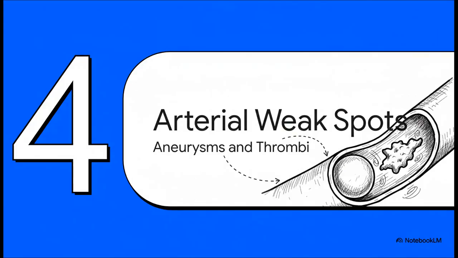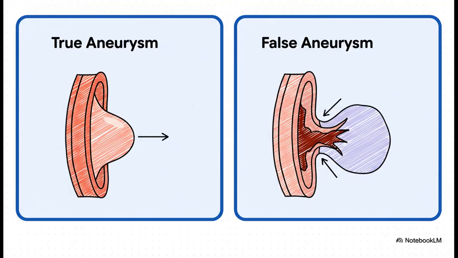Okay, so now let's see how all this damage can lead to major structural failures in our arteries, like weak spots that bulge out or sudden blockages that just cut off blood flow completely. For any exam, you absolutely have to know the difference here. A true aneurysm is when the artery wall itself balloons out because all 3 layers have become weak and stretched. A false aneurysm, well, it isn't really an aneurysm at all. It's actually a leak from the artery that's being contained by the tissue around it. It forms a little pocket of blood, a hematoma, right next to the artery.